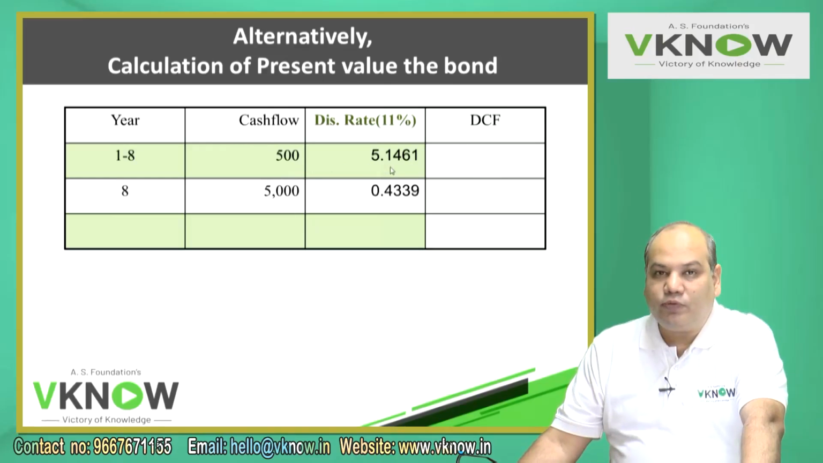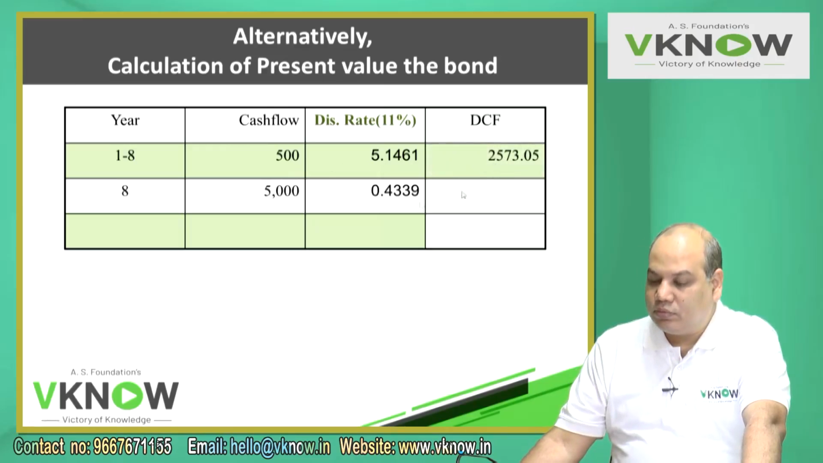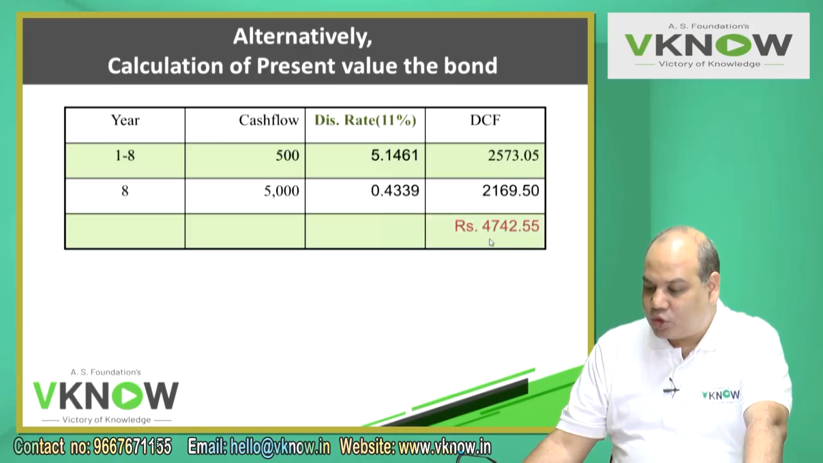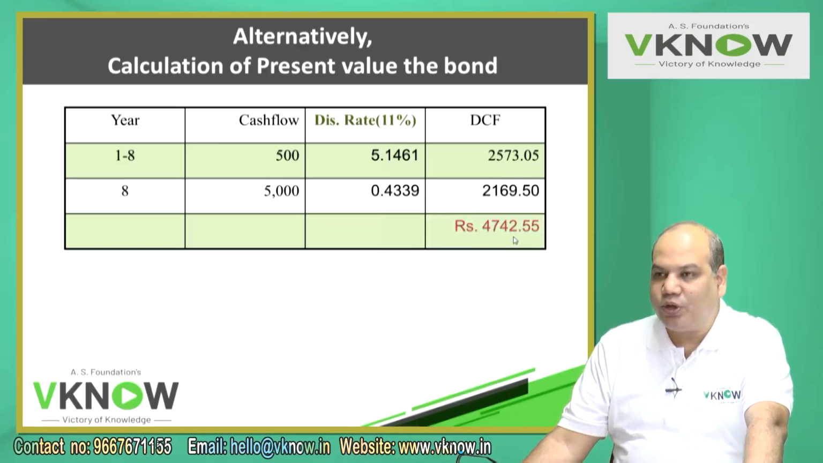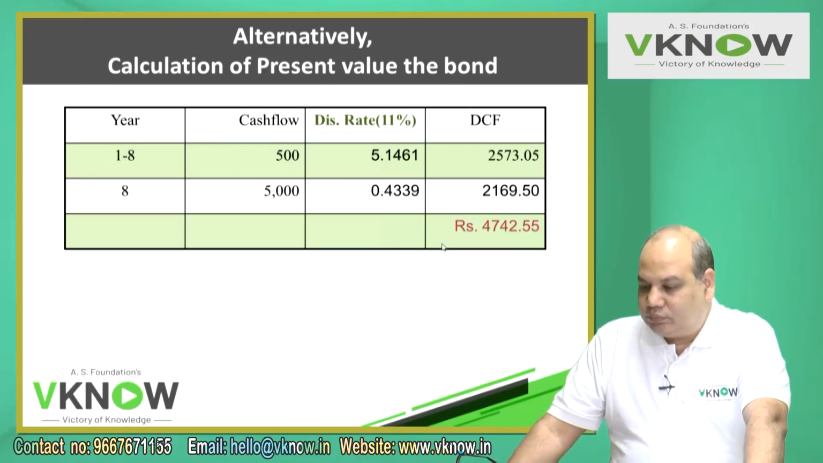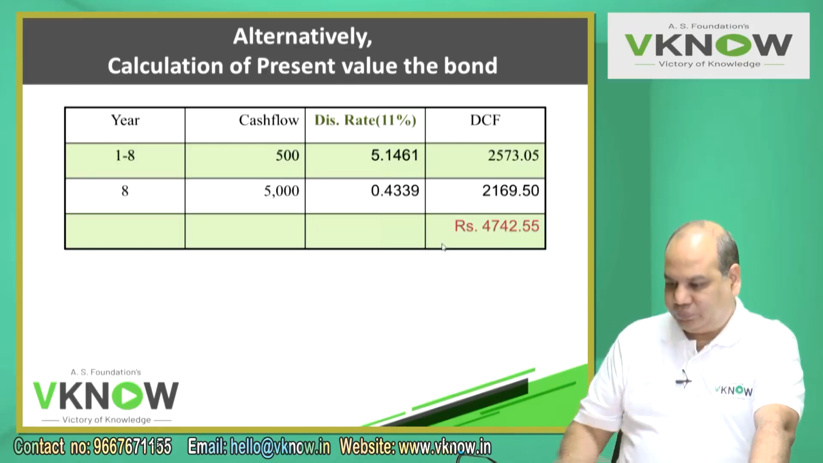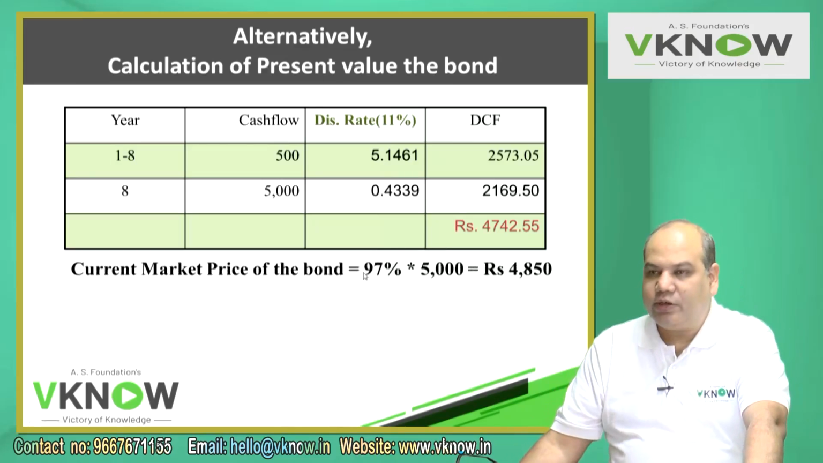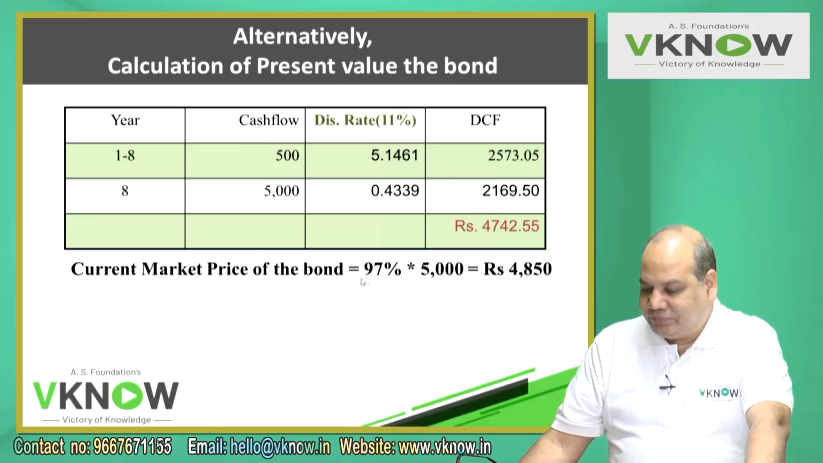500 into 5.1461 equal to, M plus: 2573.05. 5000 into 0.4339 equal to, M plus: 2169.50. Take the total, it comes to 4742.55. Right? What is the current market price of the bond? Current market price of the bond is 97% into 5000, which is rupees 4850.